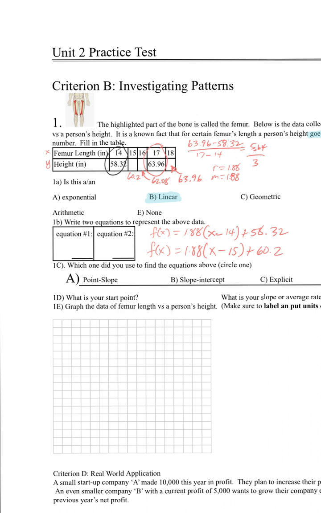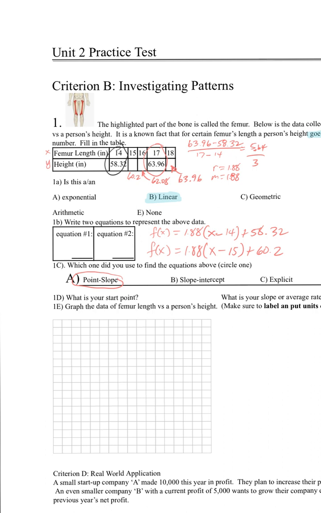Again, if you multiply the numbers through, like 1.88 times x, 1.88 times 14, and then add 58.32, you're going to get some more reduced form of the equation. If you do the same thing here, you're going to get the same reduced form, and you'll see that they're exactly the same thing. So which method did I use to find this equation up here? The method is point slope. We have a slope and we have our points, and that's why it's called point slope.